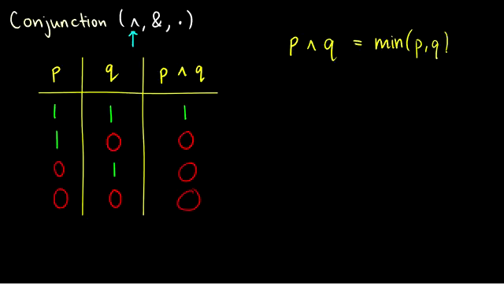So for instance, the minimum of P and Q in the first row is 1, because the lowest value between P and Q is 1. In the second row, the minimum of P and Q is 0, because Q is the lowest value. In the third row, P is the lowest value at 0, and in the fourth row, both P and Q are 0. So that's conjunction. And of course, conjunction is and.